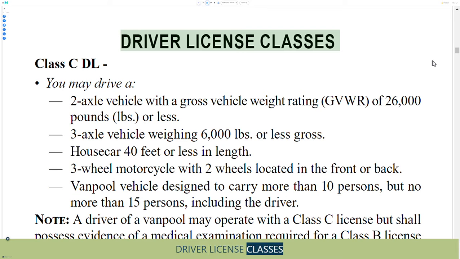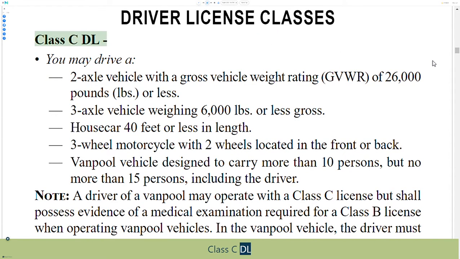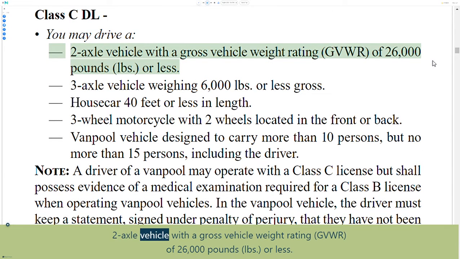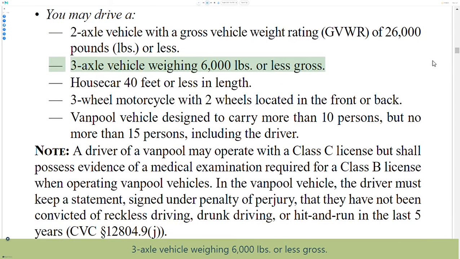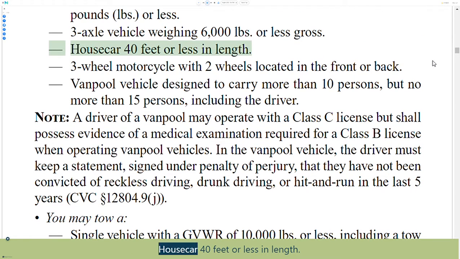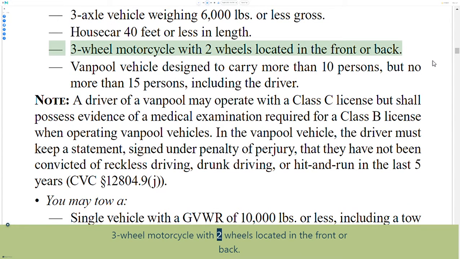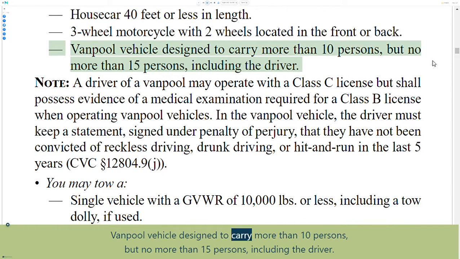Driver license classes. Class C DL. You may drive a 2-axle vehicle with a gross vehicle weight rating, GVWR, of 26,000 pounds or less; a 3-axle vehicle weighing 6,000 pounds or less gross; a house car 40 feet or less in length; a 3-wheel motorcycle with 2 wheels located in the front or back; or a vanpool vehicle designed to carry more than 10 persons, but no more than 15 persons, including the driver.